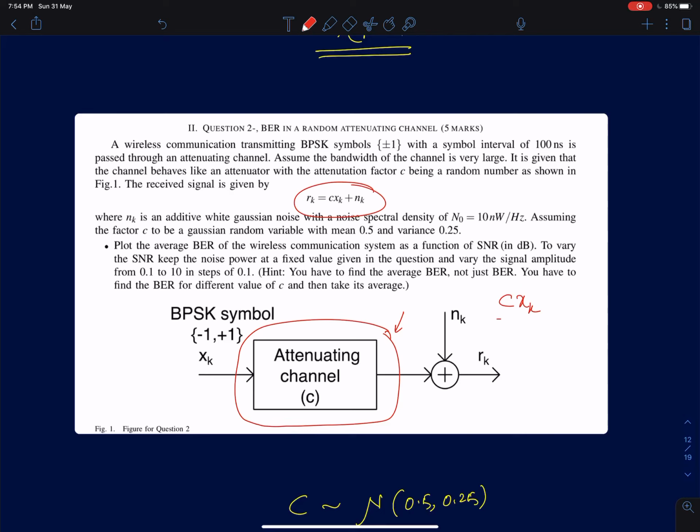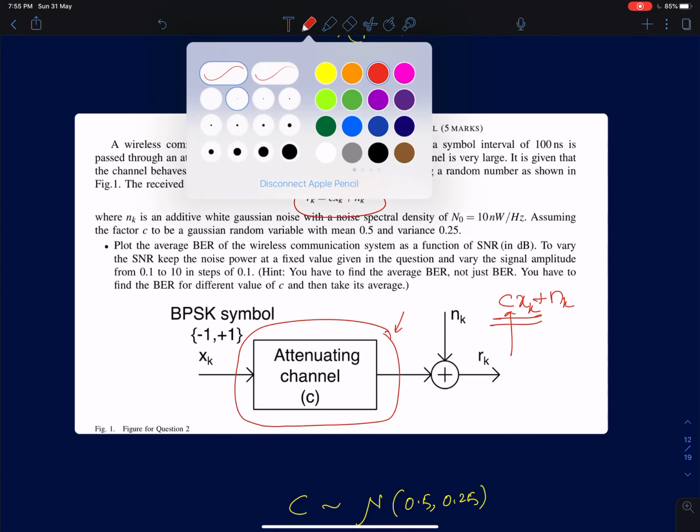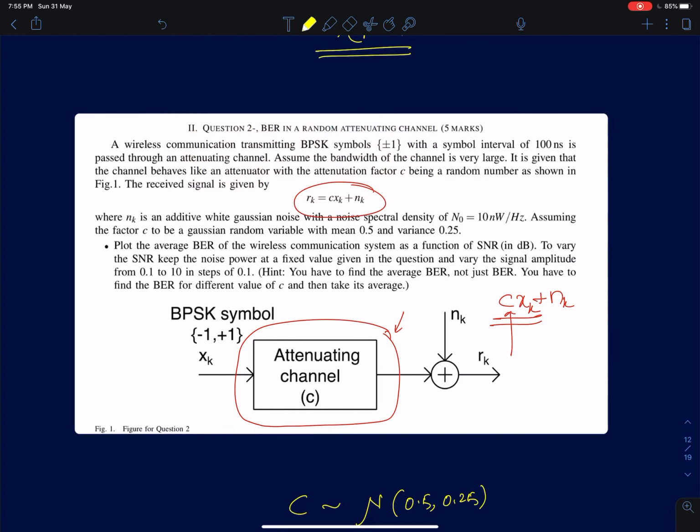So the received signal is actually c into x of k. Instead of just x of k, it is c into x of k plus n of k. Noise is added after that. So your channel is completely random. That's what this model means. And this is a typical scenario in a wireless communication system. We also discussed why the channel is random in some previous examples. You can have moving vehicles and all that, which will lead to sudden changes in your signal power. So we said the received signal itself can be quite random.